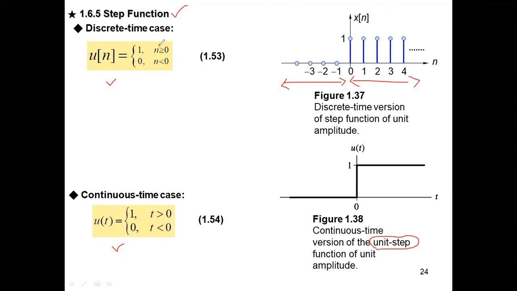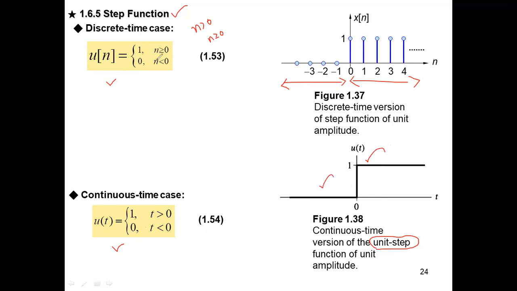I want you to understand and know the difference between n greater than 0 and n greater than or equal to 0 in discrete time. Now, let us contrast it with the definition in continuous time. What is the definition in continuous time? u of t equal to 1 for t greater than 0, 0 for t less than 0.